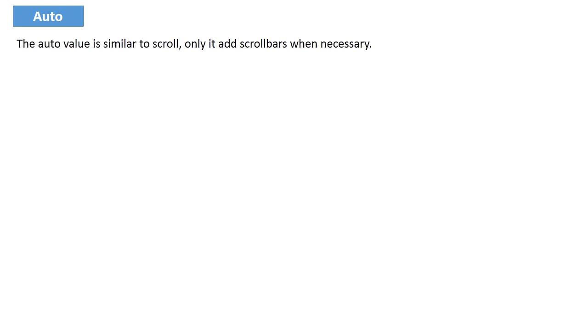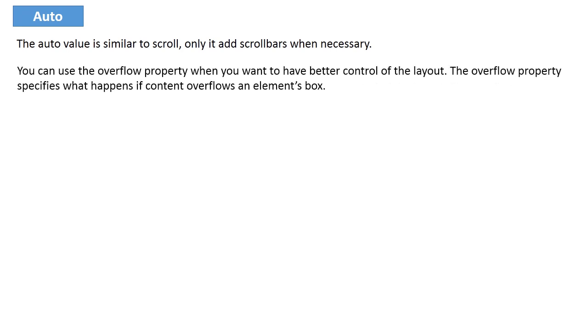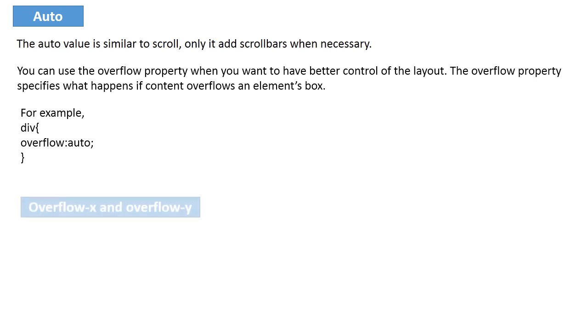The next one is auto. To set the overflow property with the value to auto. The auto value is similar to scroll, only it adds scroll bars when necessary. You can use the overflow property when you want to have better control of the layout. The overflow property specifies what happens if content overflows an element box. Just for instance, for this example too, you have a div and the overflow will be auto.